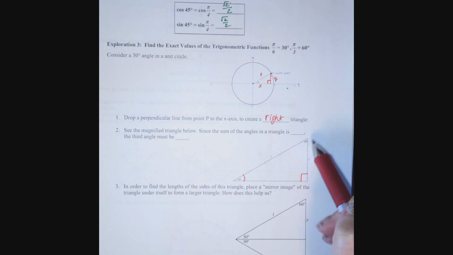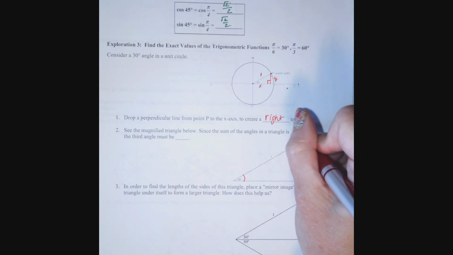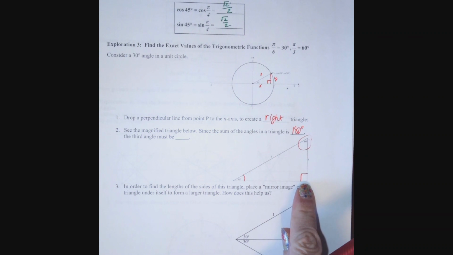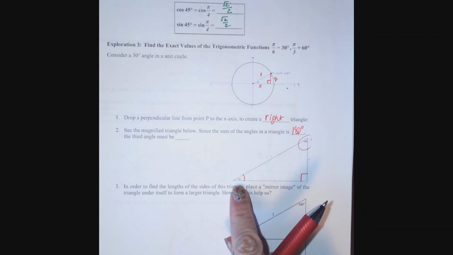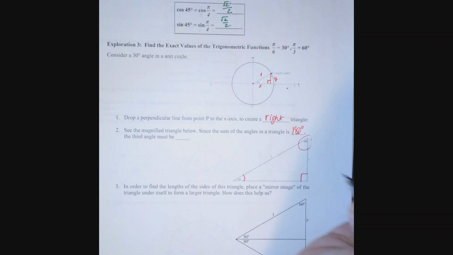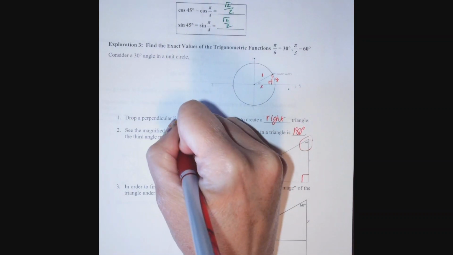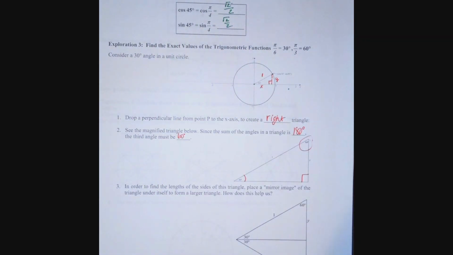How do I know? Notice that this is filled in as 60 degrees. How do you know that? Well, I know that it's 60 degrees because the sum of the angles in a triangle is 180 degrees. If this is 90 and this is 30, then this one has to be 60. The other angle has to be 60 degrees.